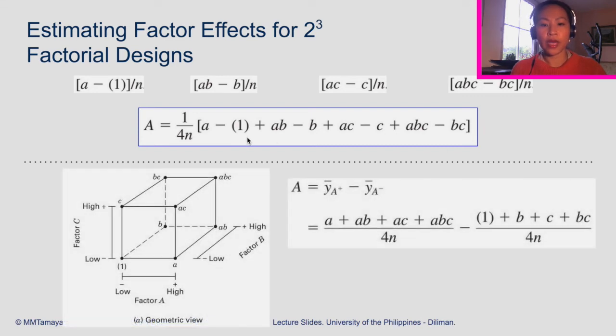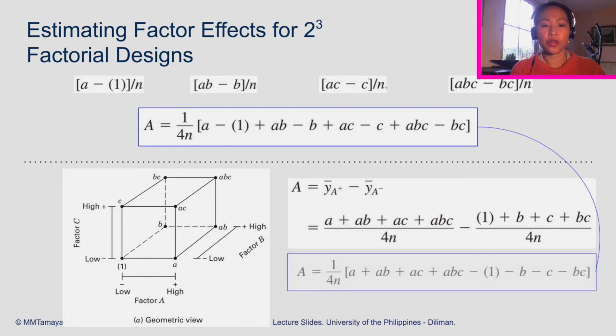Alternatively, we can of course obtain this with another method, as in the 2 to the 2 factorial design. We get the average of observations where A is at a high level and subtract the average of observations where A is at a low level. Recalling the geometric view, at high level you have A, AB, AC, and ABC, so you get the sum of all of those divided by 4n, minus the observations on the low side: 1, B, C, and BC divided by 4n, to get the average. And of course, if you simplify this, it will just be equal to this here.